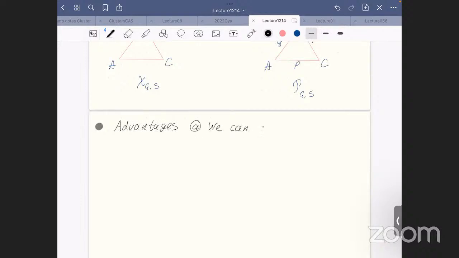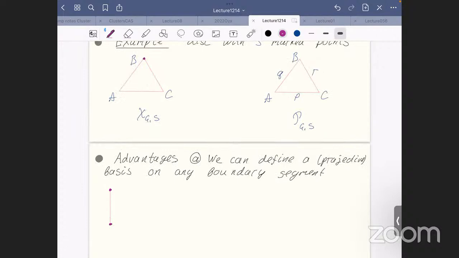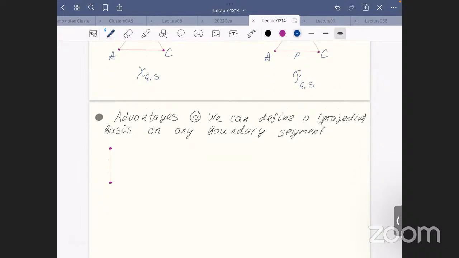We can define a basis, more precisely a projective basis, on any boundary segment. So if we have some boundary segment bounded by two marked points, then here we have some B prime and P, and this data defines some basis.